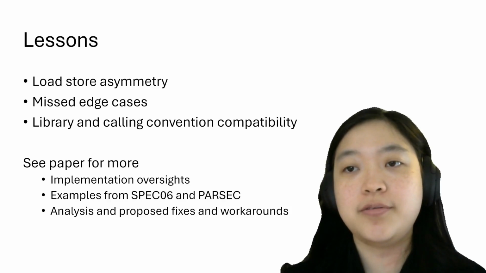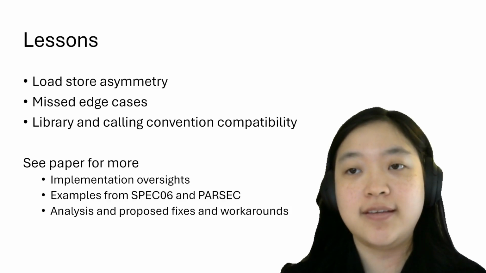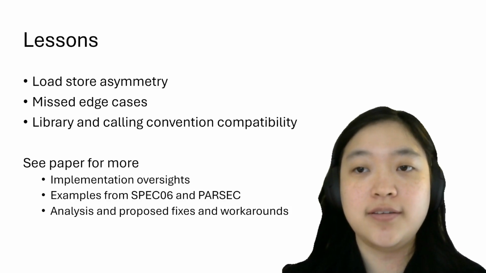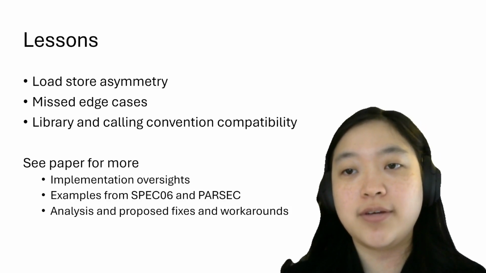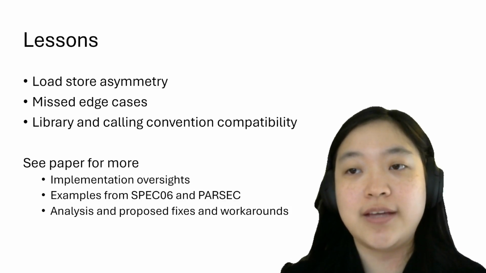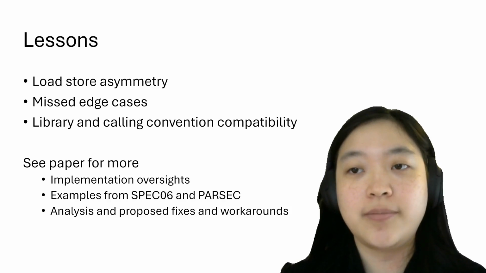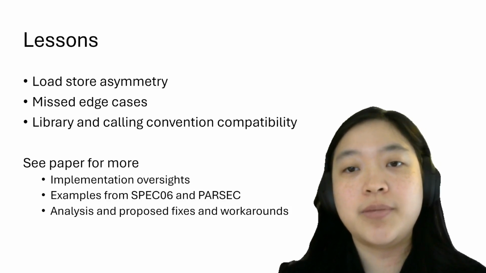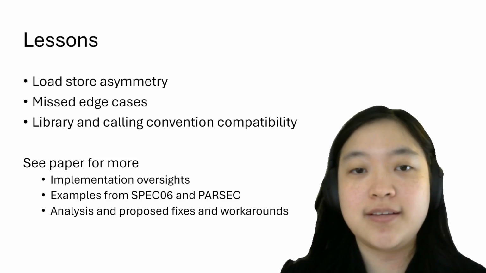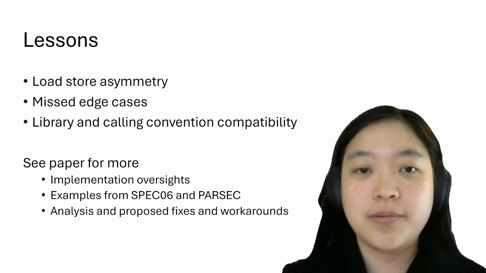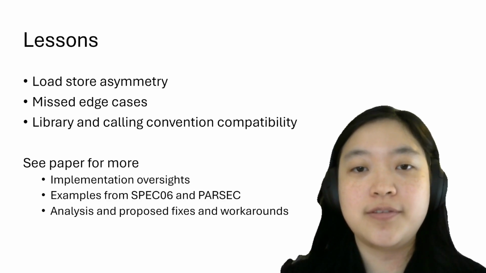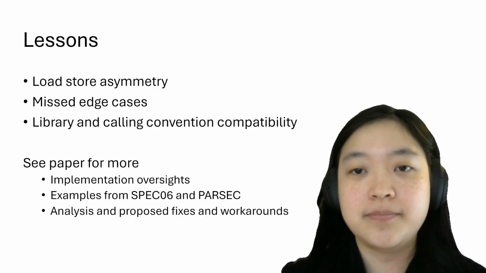I have gone over 3 main problems we have found with nZDC, which are assuming perfect symmetry between loads and stores when they are not, focusing only on a common special case and missing out on the more general edge cases, and lacking consideration in library and calling convention compatibilities. Please find in our papers more implementation oversights, examples from the spec and parsec benchmarks of the problems, and analysis and proposed fixes and workarounds for them.